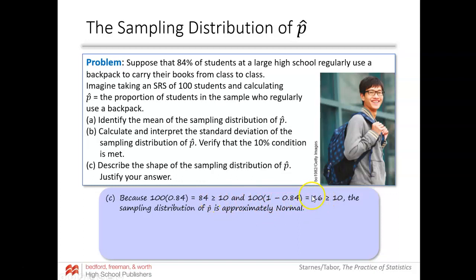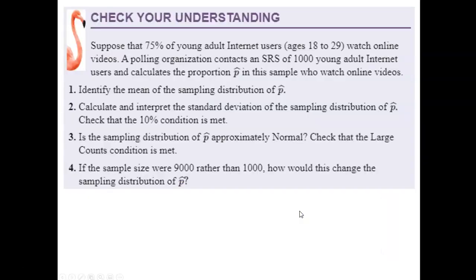Now, because 84 and 16 are both greater than or equal to 10, that allows us to approximate using the normal distribution. So we say the sampling distribution of p hat is approximately normal. And that's all they wanted from me on that question.